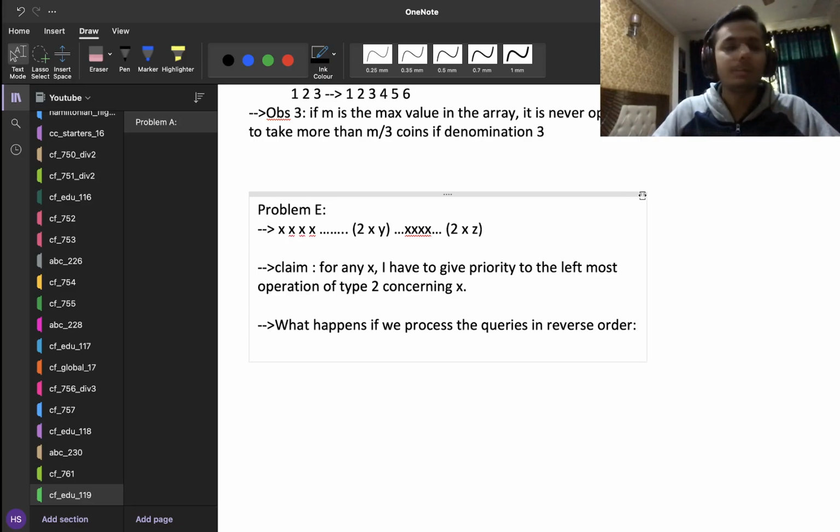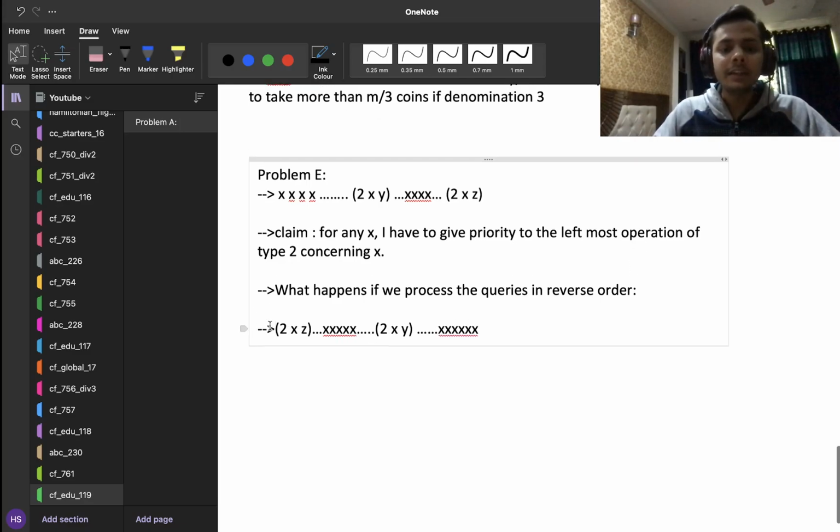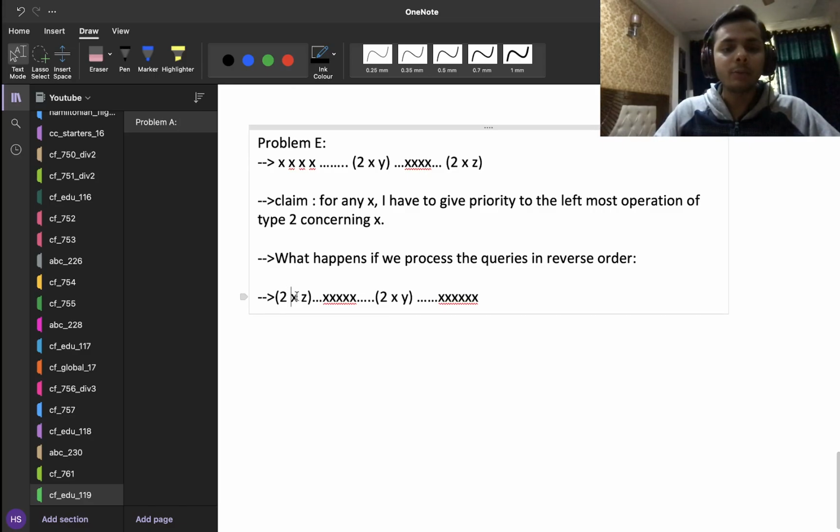Let's see what will happen if we process all the queries in reverse order. So now, first we have a query of type 2 x z, then we have some x's, then we have a query of the type 2 x y, and then we have some x's. And now this is a very, very convenient situation for us, right? Why? Because once we encounter this query of the type 2 x z, we know that any x has to be replaced with z, right? So I will just replace all these x's with z, going from left to right. I don't have to go back to any previous positions here.